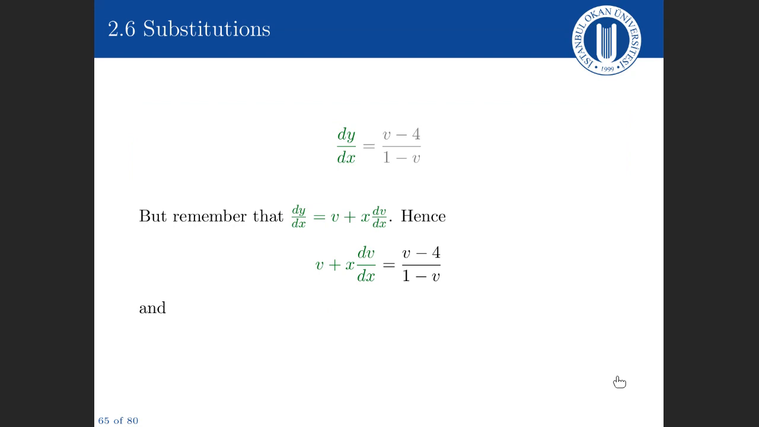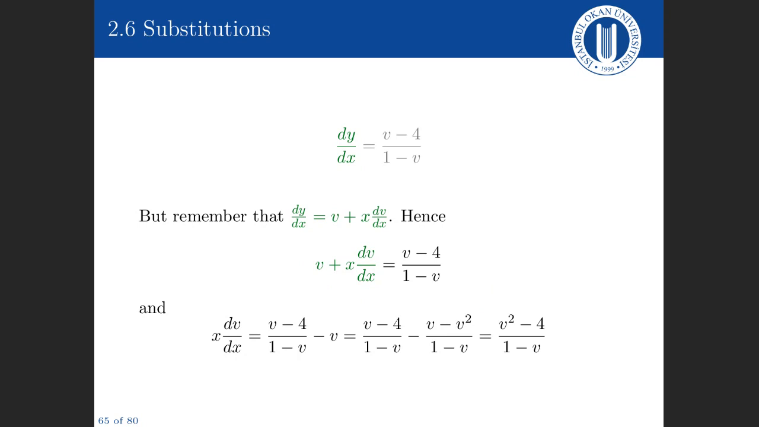So our differential equation becomes v plus x dv/dx is equal to (v minus 4) divided by (1 minus v). And I want to move the v to the right side by subtracting v on both sides. Put everything over 1 minus v and simplify. I get (v squared minus 4) divided by (1 minus v) is equal to x dv/dx.